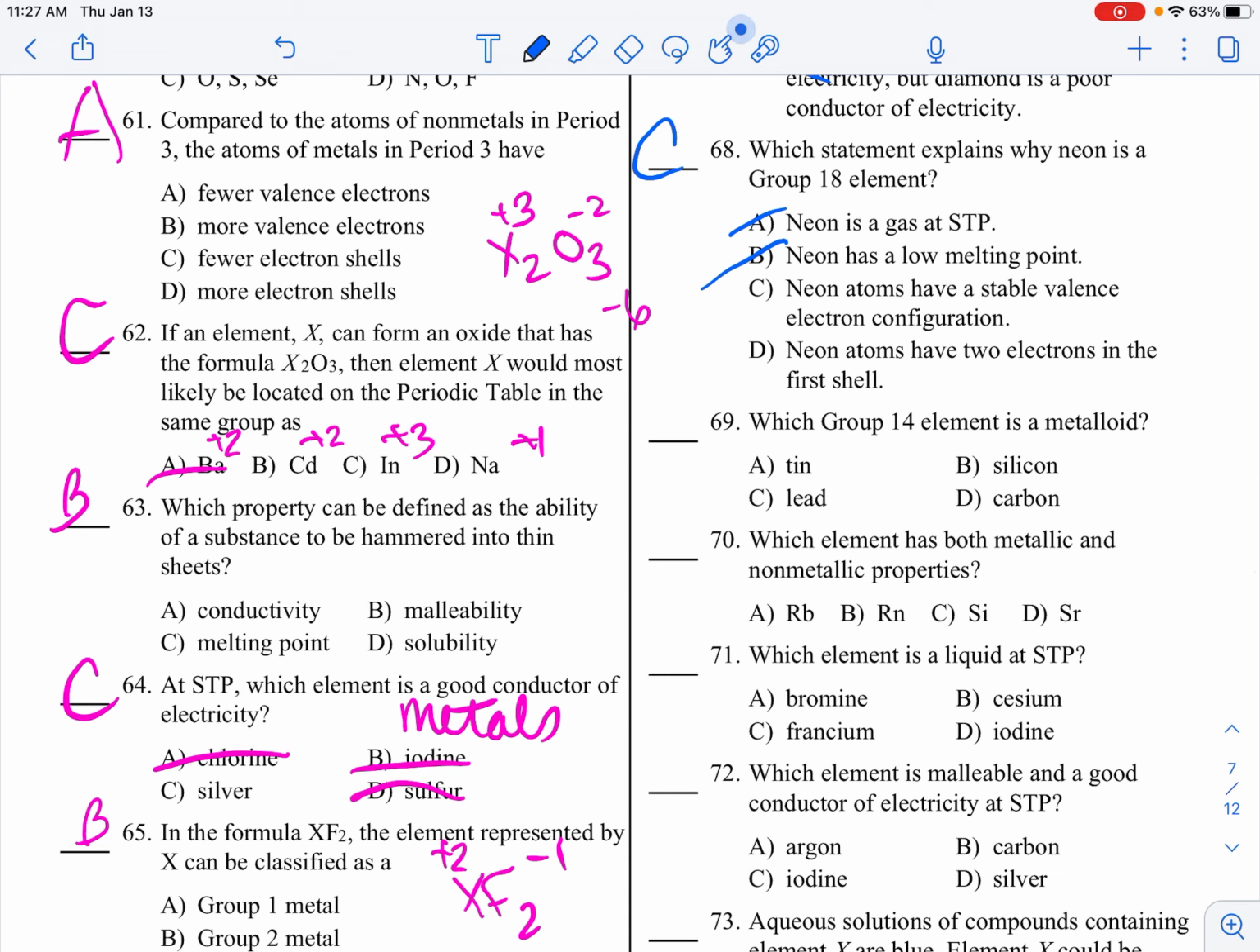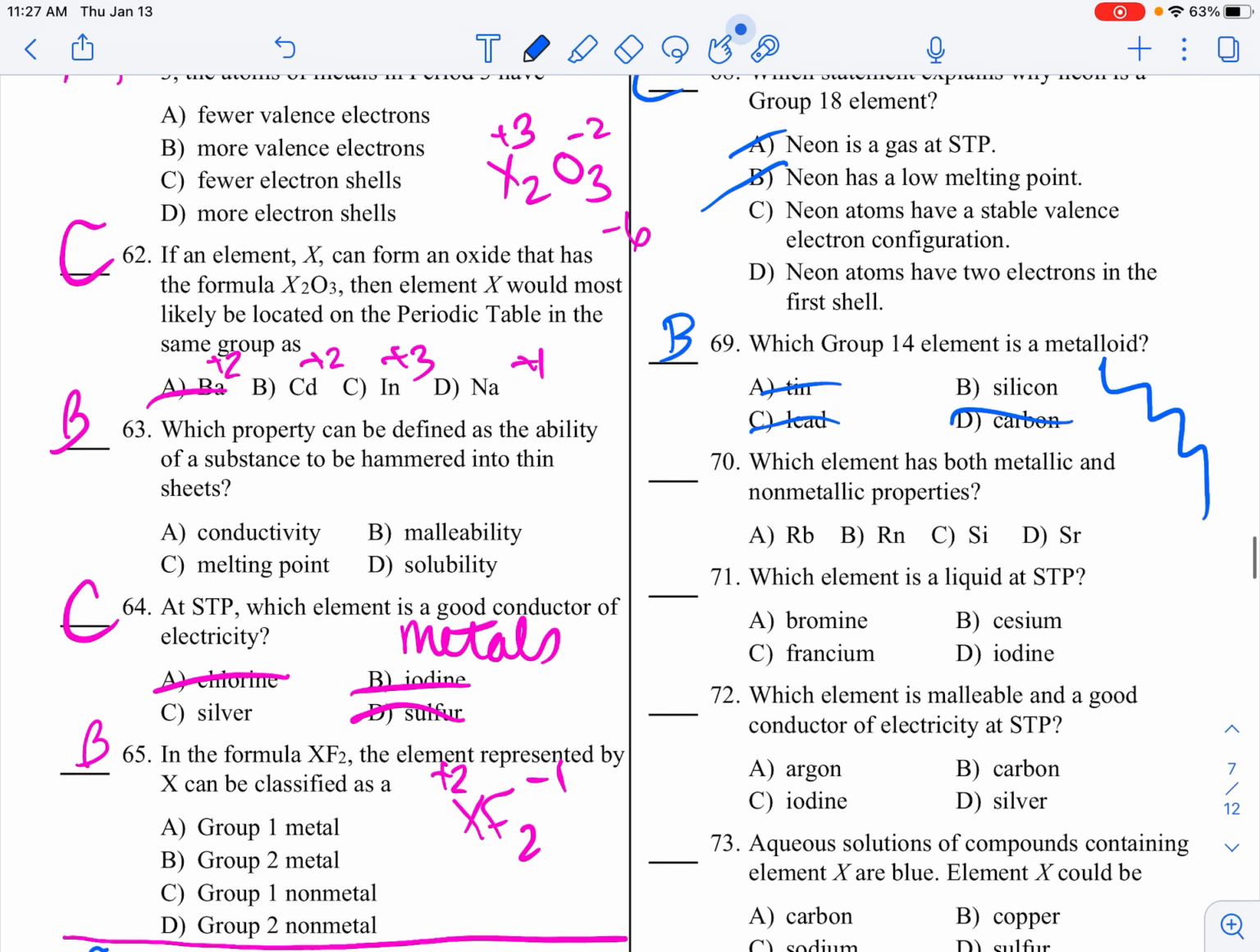Which group 14 element is a metalloid? So that would be sharing a zigzag side. So tin is not sharing a zigzag side. Silicon is, so that's our answer. Lead is way low, and carbon is too high up.